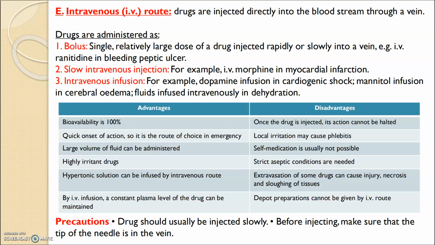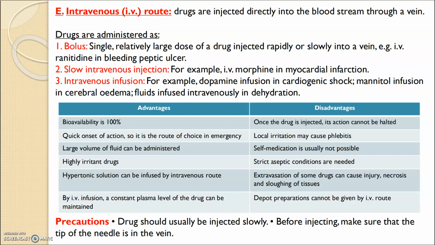Third is the intravenous infusion. For example, dopamine infusion in cardiogenic shock, mannitol infusion in cerebral edema, fluids infused intravenously in dehydration. Now, what are the advantages of intravenous route? Bioavailability is 100%, quick onset of action, so it is the route of choice in emergency condition. Large volume of fluid can be administered. Highly irritant drugs can be administered by the IV route. Hypertonic solutions can be infused by intravenous route.